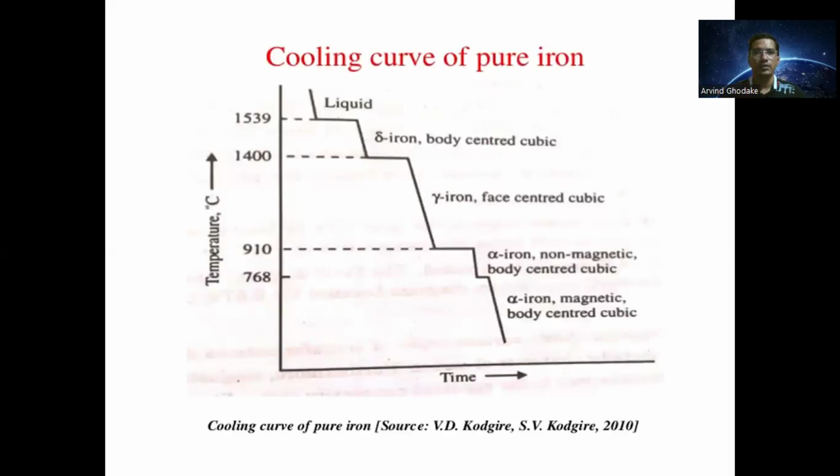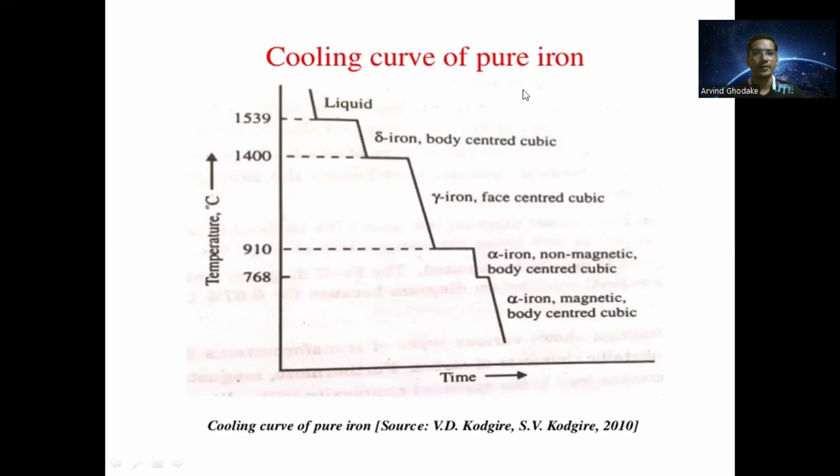So, cooling curves of pure iron. In this diagram, you can see the cooling curve for the pure iron. The source of this is a V.D. Kodgire reference book. Here you can observe the various phases of the pure iron with respect to the temperature and time, that is cooling time. On the x-axis there will be the time, that is the cooling time, starting from 0 and increasing, and on the y-axis there will be the temperature, that is the melting temperature of the metal or the phase change temperature for the steel, starting from 0 to 1539.